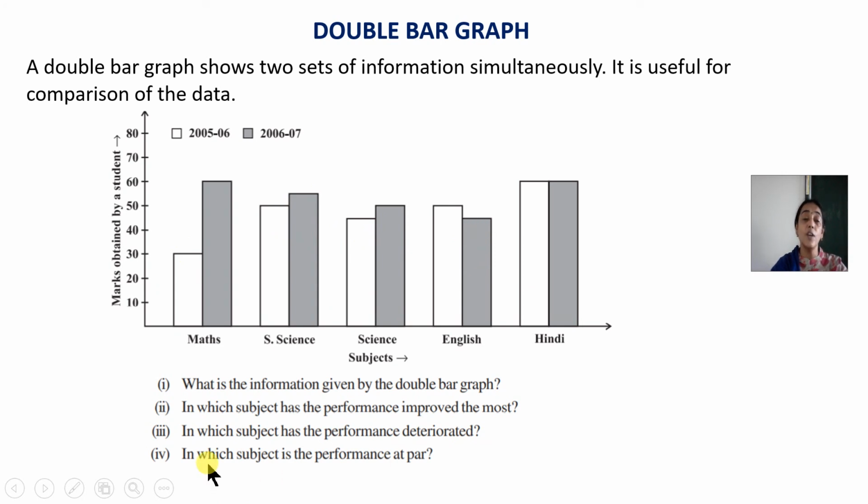Now, in which subject is the performance at par? At par means the same. So you can see here Hindi, it is at par, no difference, no deterioration, no improvement. Is it clear? This was about the double bar graph. I hope children, you all are clear with what is a bar graph, what is a double bar graph, isn't it? So just write down the definition of what is data, what is pictogram, what is bar graph, and what is double bar graph.